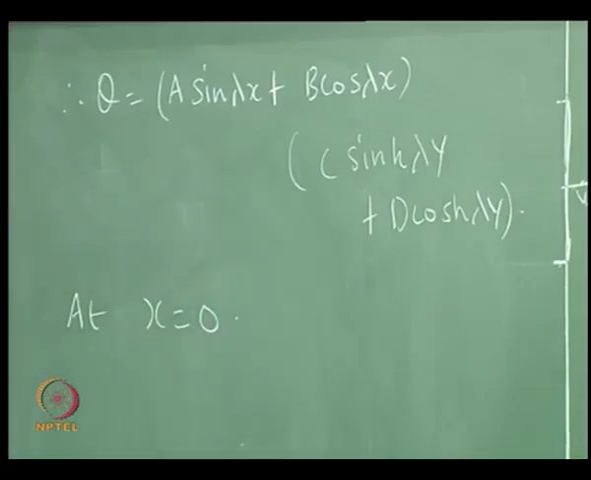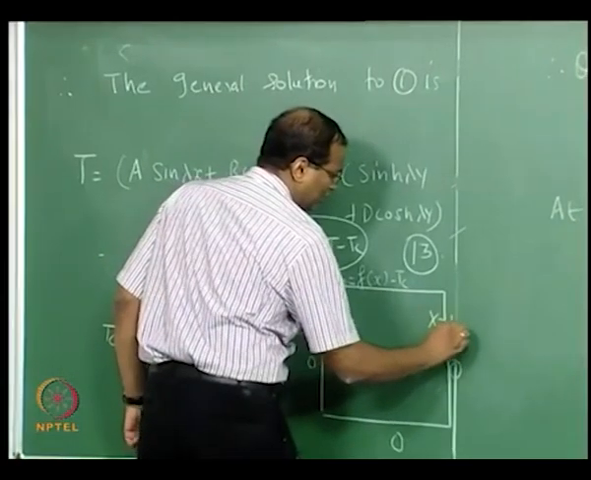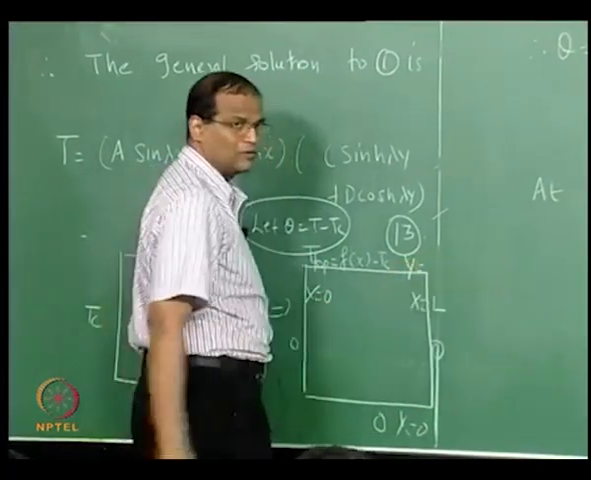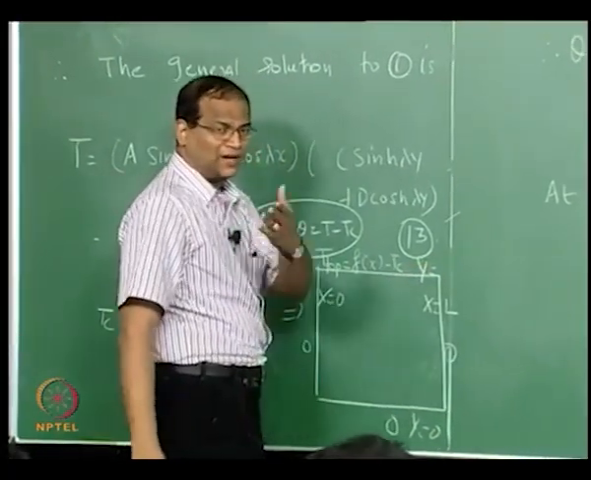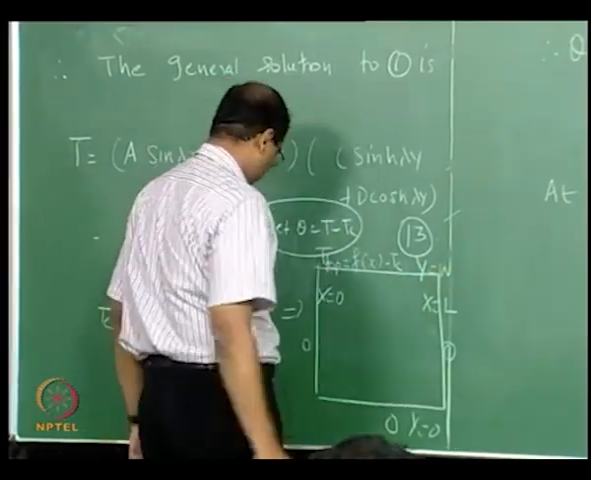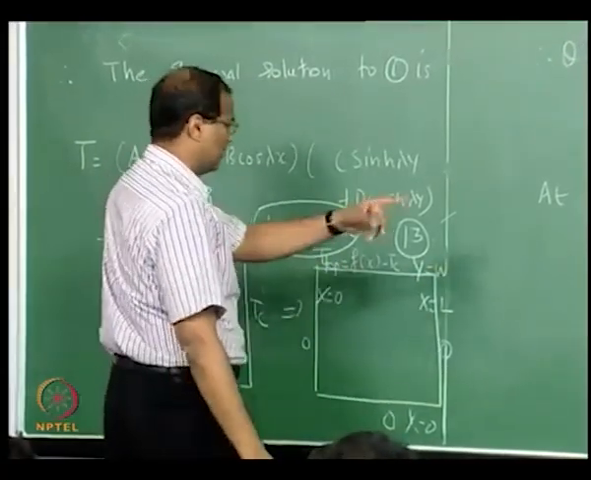Now, this is x equal to 0, this is x equal to L, this is y equal to 0, this is y equal to, what is the height of the plate? W. Correct. Should I draw it there or?